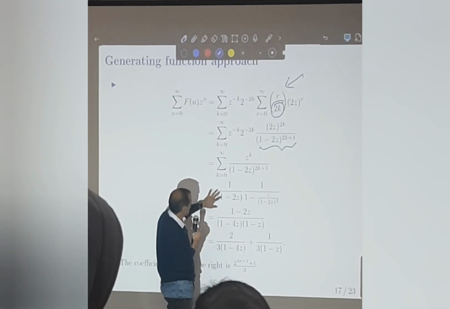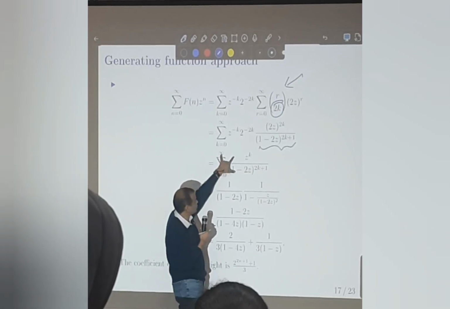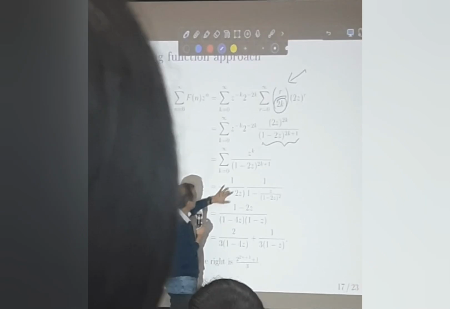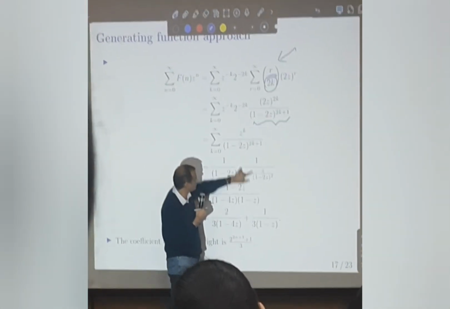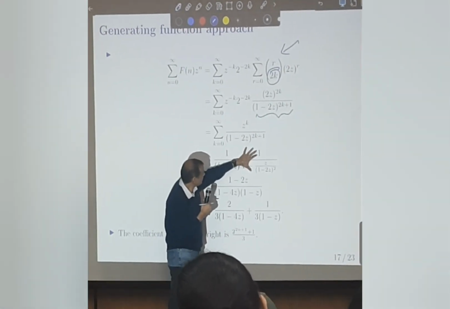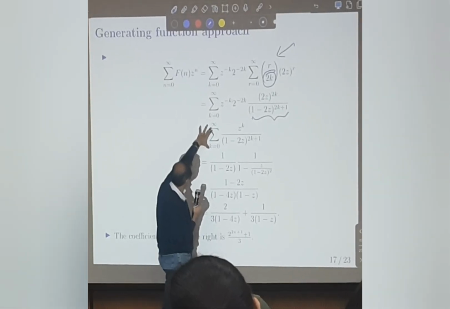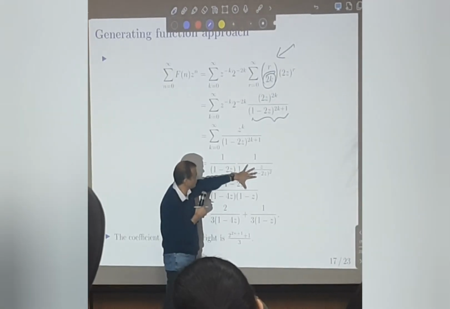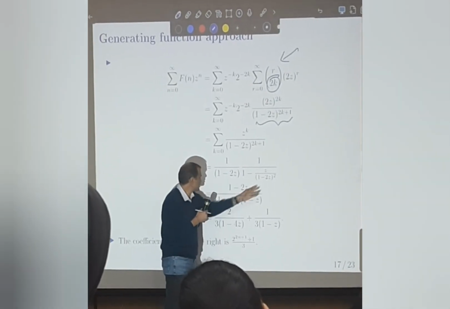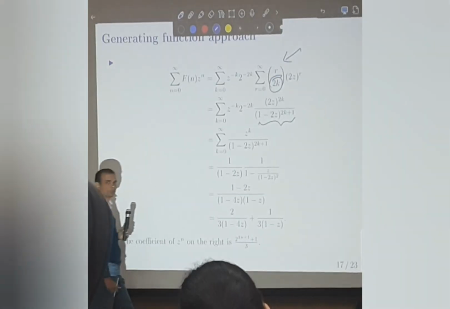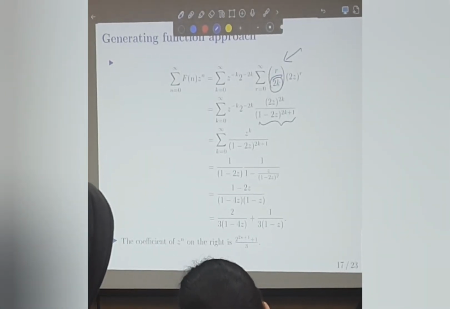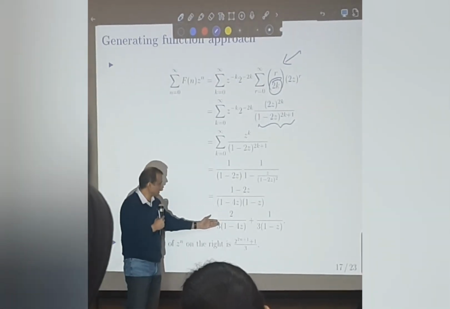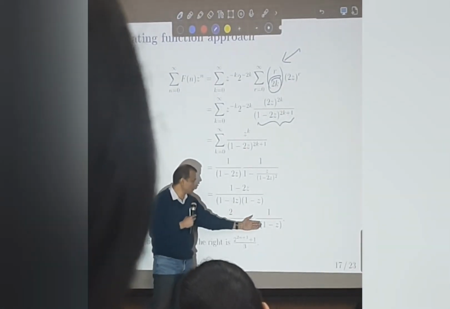Now what I'm going to do is write this in the same fashion so that I have a geometric series over here. So I have 1 over 1 minus 2z, let me just isolate that. And then I have z to the k by 1 minus 2z raised to 2k. But when you consider the summation from k is equal to 0 to infinity, this is a geometric series, which is 1 over 1 minus z by 1 minus 2z squared. Now we just simplify. This is exactly what you have: 1 minus 2z by 1 minus 4z times 1 minus z. Now you can split this into partial fractions. I have 2 by 3 into 1 minus 4z plus 1 by 3 into 1 minus z.